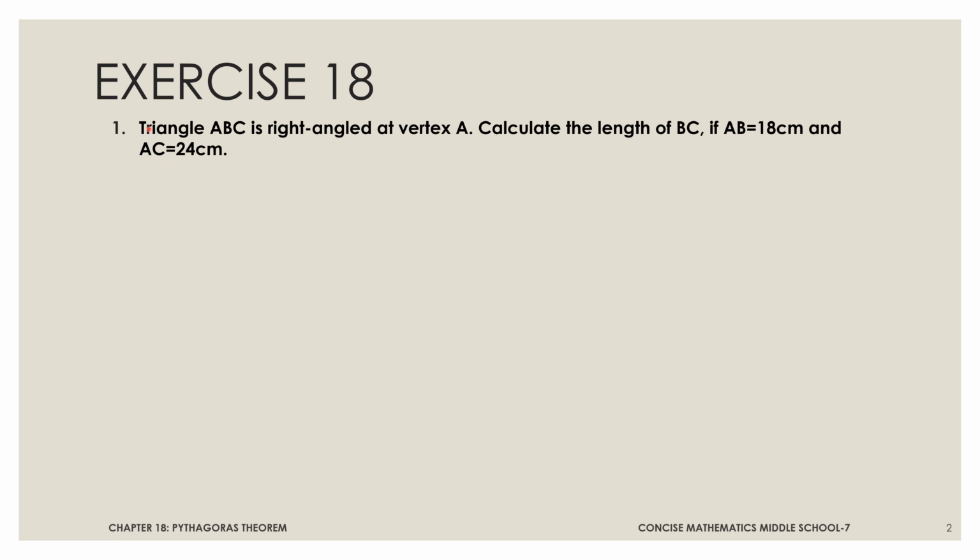Here in this question, this first sentence plays a great role. Triangle ABC is right angled at vertex A. Because they have said it is a right angled triangle, you can just assume the triangle like this. Whenever they say it is a right angled triangle, you can draw the triangle like this, right? And what they are saying here is right angled at vertex A.